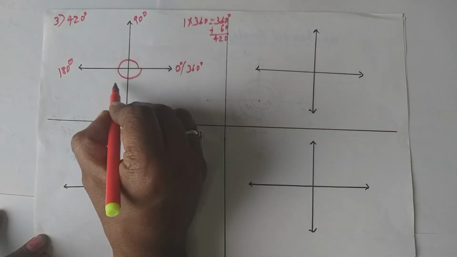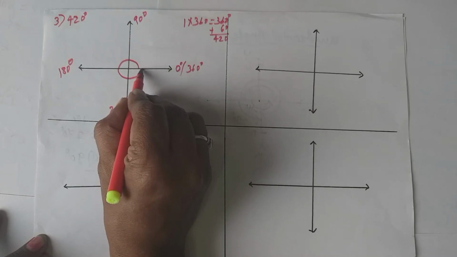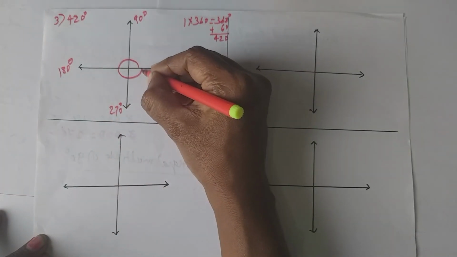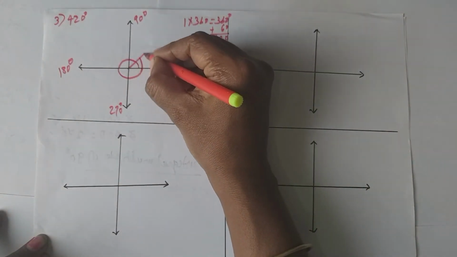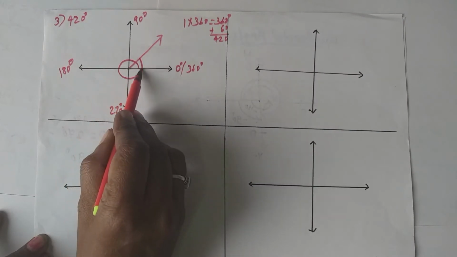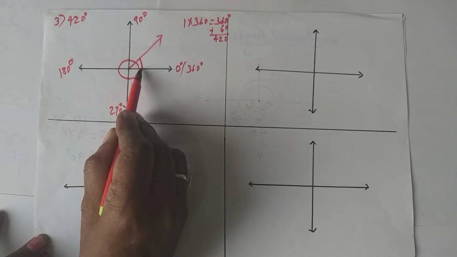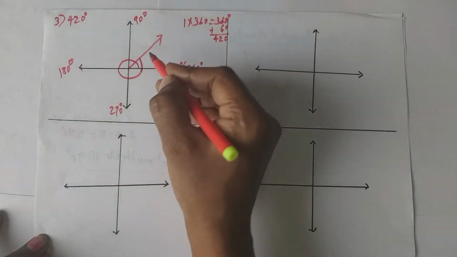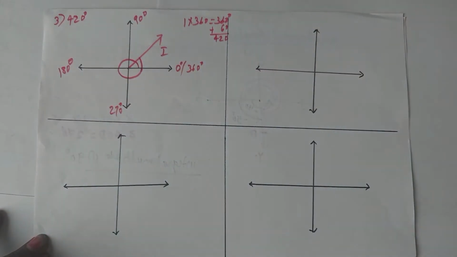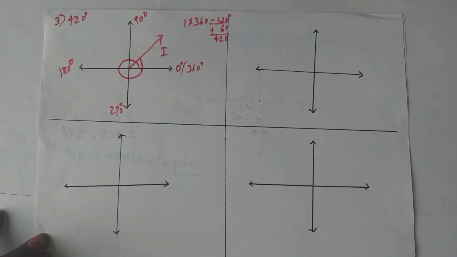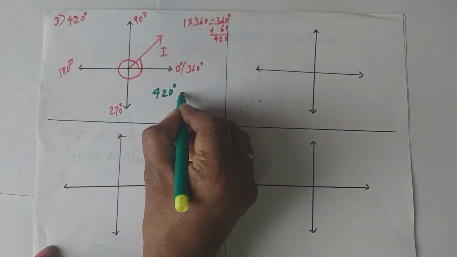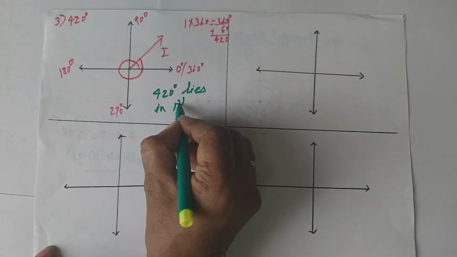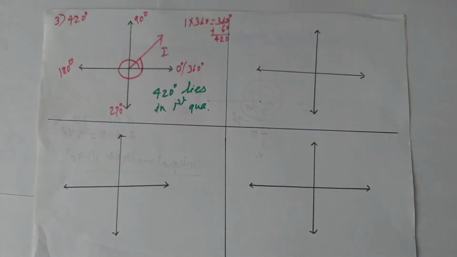Therefore, after one complete rotation, there is an angle of 360, which means we have to move again 60 degrees forward to get the angle of 420. Means we have to rotate up to here now. After one complete rotation, this is 360 and I have to move again 60 degrees forward. Means the angle lies in the first quadrant. Therefore, you write down 420 degrees lies in the first quadrant. Then see the next example.